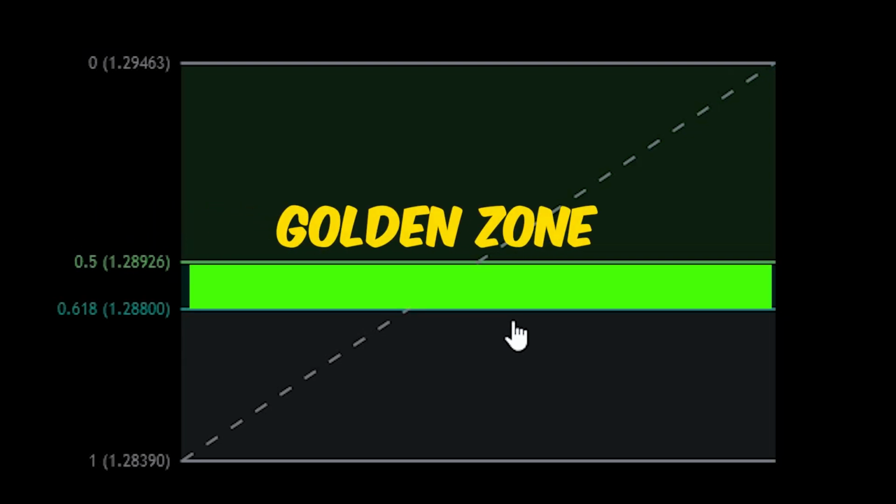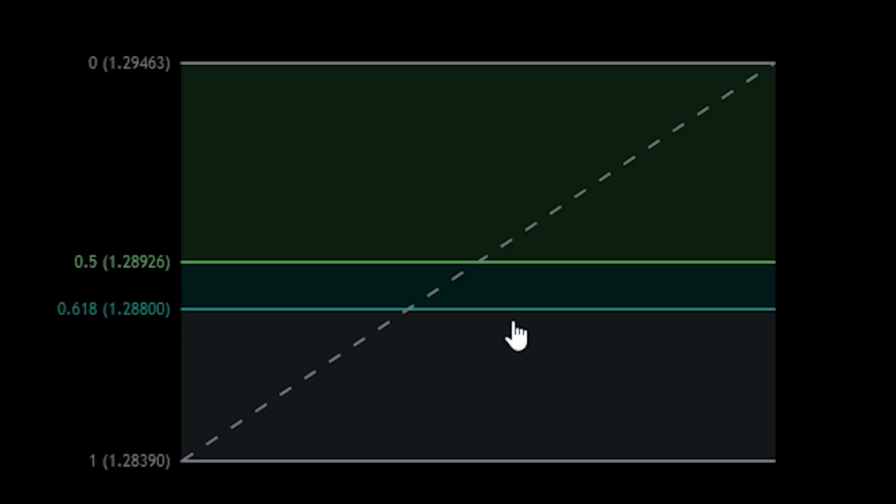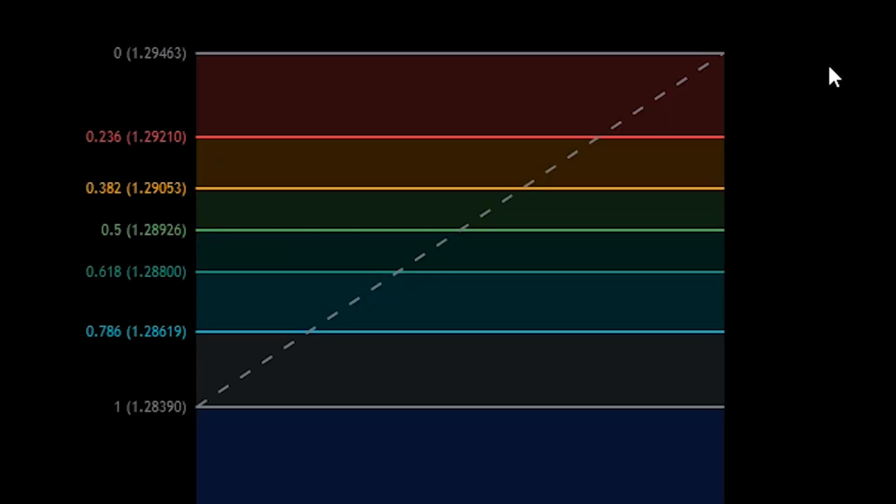one of the most significant support and resistance levels. It frequently leads to strong price reversals. While other Fibonacci levels are also important, none are as critical as the golden zone.